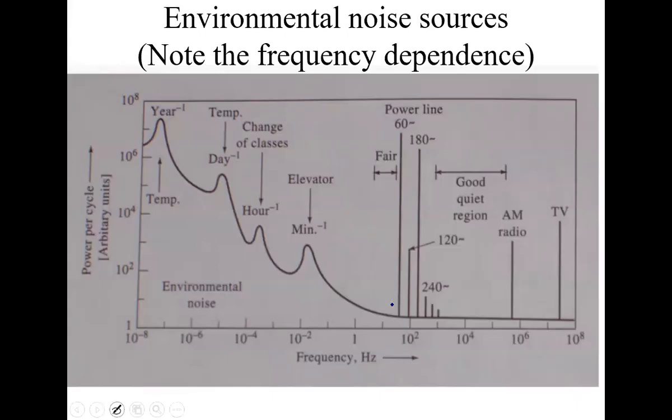Then below 1, you have 10 to the minus 2, 10 to the minus 4, 10 to the minus 6, 10 to the minus 8. And notice here, what you're seeing is power per cycle in arbitrary units. You can see a peak here. This is pi.